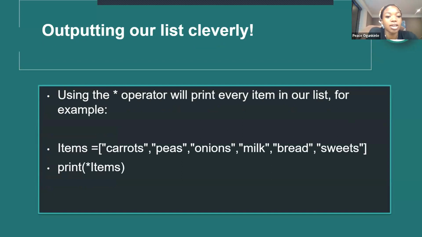Okay, using the asterisk or the star operator will print every item in the list. So if you do star items, it will just print out literally everything, like what Cindy just told us. Next slide, please.